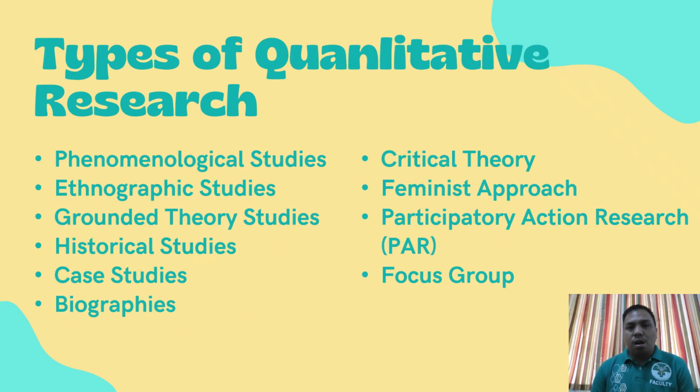These are the types of qualitative research. They include several types designed to explore human experiences and social phenomena in depth. Phenomenological studies focus on understanding people's lived experiences and the meanings they attach to them. Ethnographic studies involve immersing the researcher in a cultural or social group to observe and interpret shared behaviors, beliefs, and practices. Grounded theory studies seek to develop a theory based on the data collected from the participants, explaining how certain processes or interactions occur.